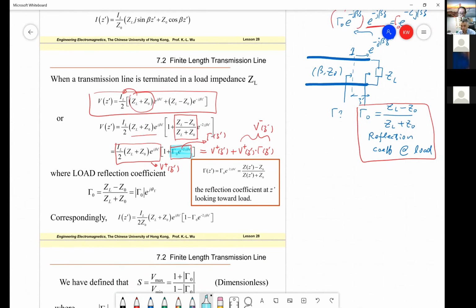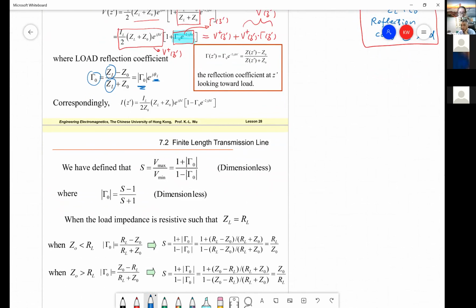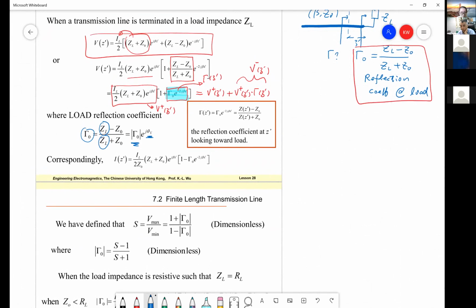All right, then in general, the impedance of the load is a complex number, so the reflection coefficient is a complex number. If this is a complex number, we have a magnitude and a phase. So how to deal with the current? I leave it to you. It's just very straightforward.